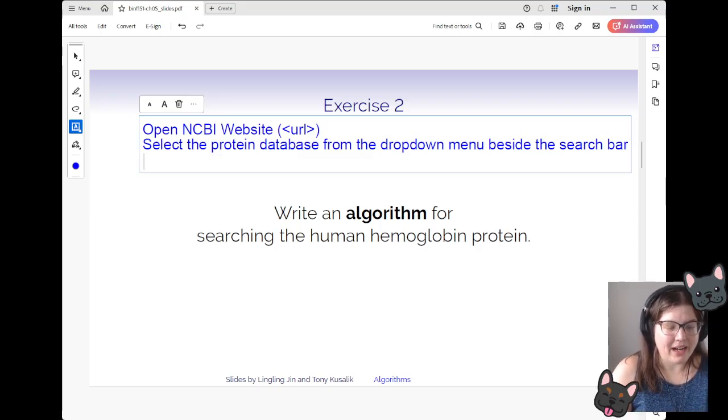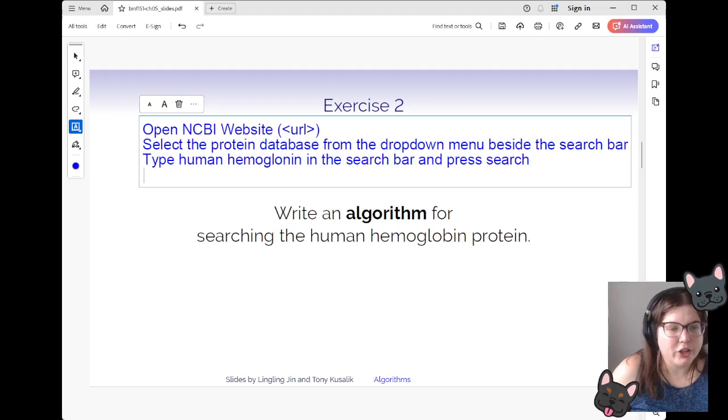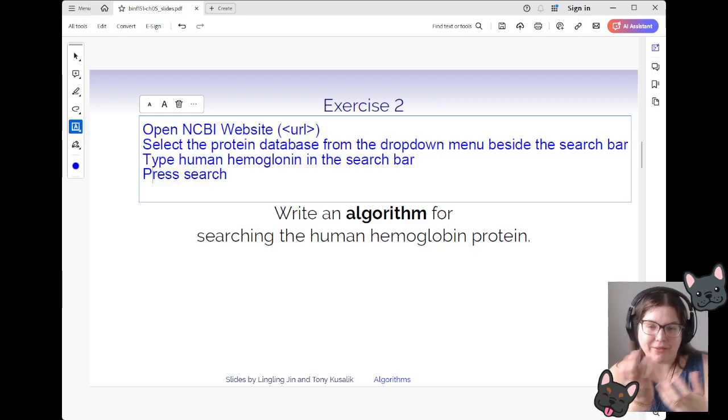Once I have that, I'm going to type human hemoglobin in the search bar and press search. So that will start the search, and we could actually probably even split these up into two actions. Whenever we put an "and" in there, usually that means we could likely put them into two separate things. It's really common for us as humans to connect things together that are kind of related.